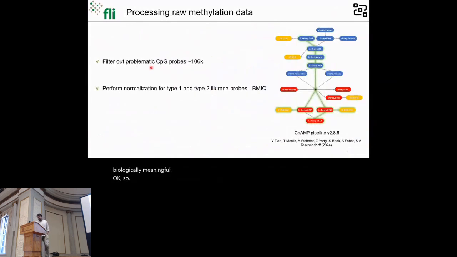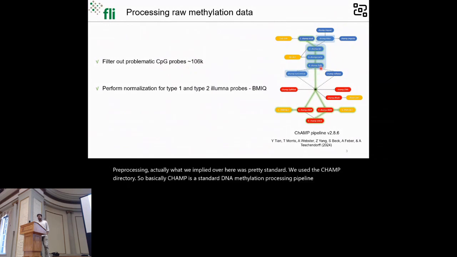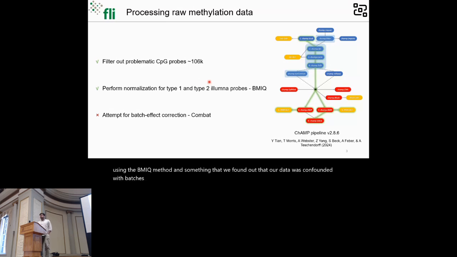Okay, so pre-processing: what we implied over here was pretty standard. We used the CHAMP directory. CHAMP is a standard DNA methylation processing pipeline, and it was also recommended by the organizers. We used a bunch of steps from the pipeline to filter out quality control CpG probes, which can be problematic for the model, and to make the model more robust. We also performed normalization for the type 1 and type 2 Illumina probes to remove the bias using the BMIQ method. We found that our data was confounded with batches, but since the information was not really available for the test data, we chose to skip it. We could find that there were batches in the data which we can potentially correct for, but we do not use it finally.